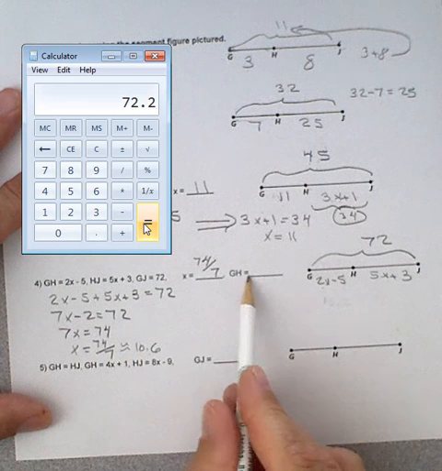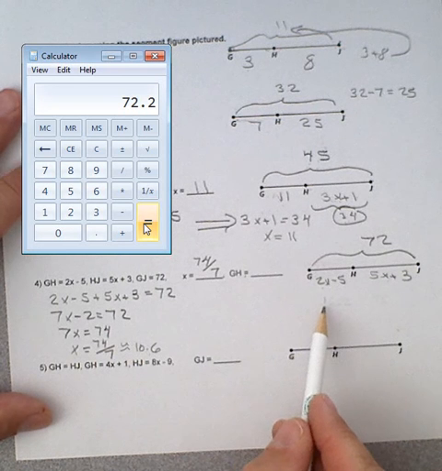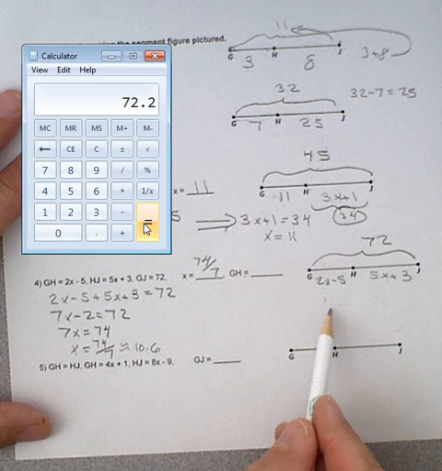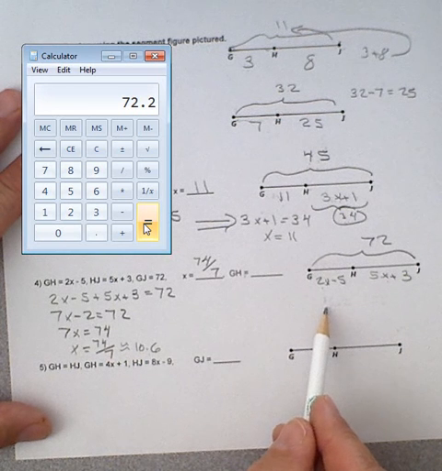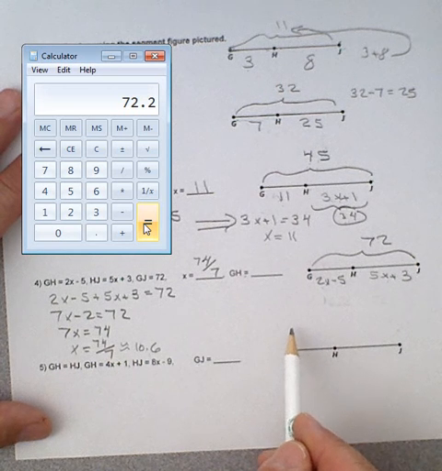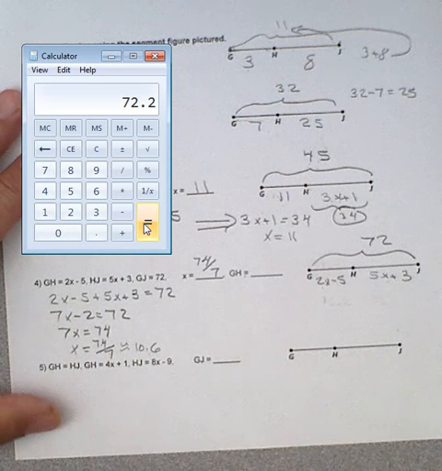GH, you'll notice that I did not write the 16.2. That's an approximate answer. And unless you are given directions of round to the nearest hundredth, round to the nearest tenth, we always want an exact answer. The only time to round is when you're given alternative directions. So that means I'll have to plug this ugly number here, 74 over 7, in.